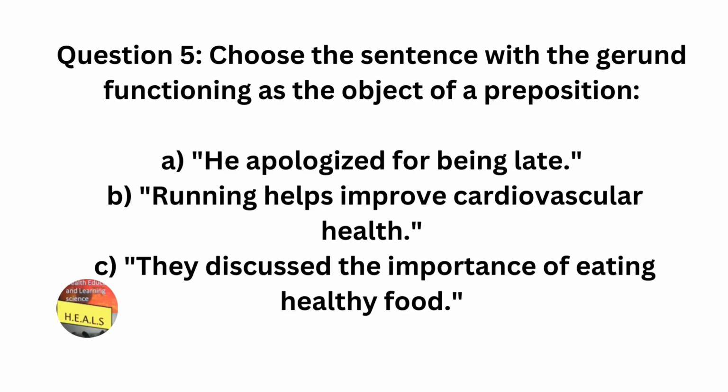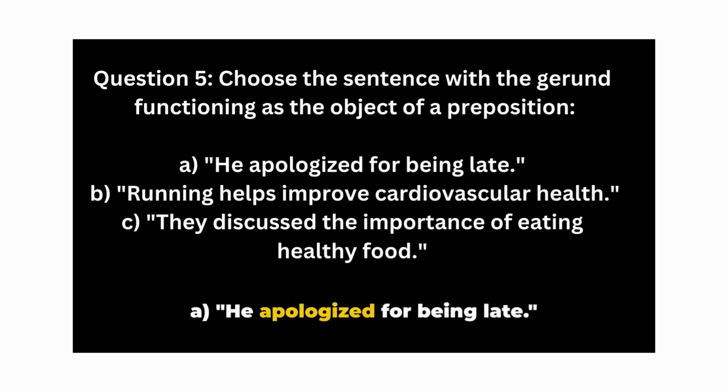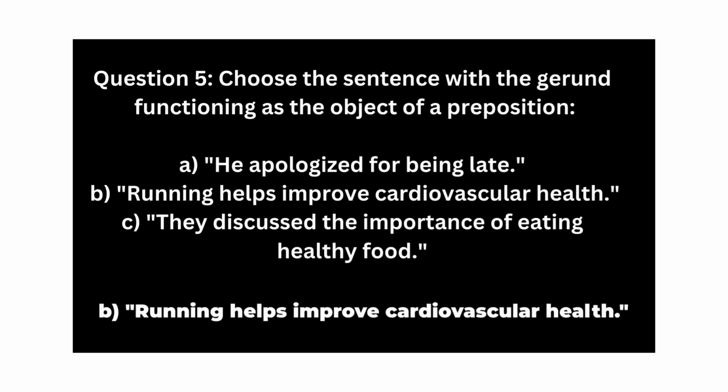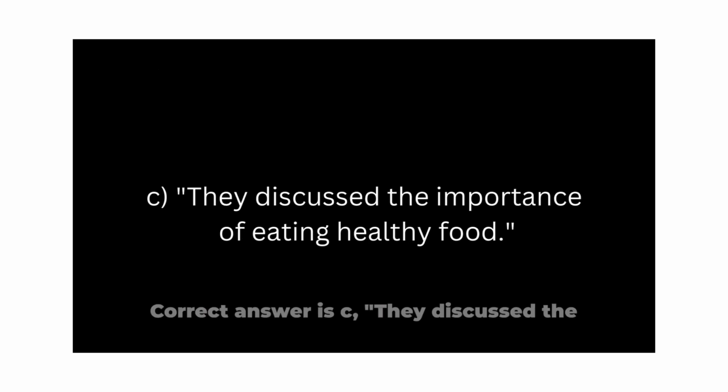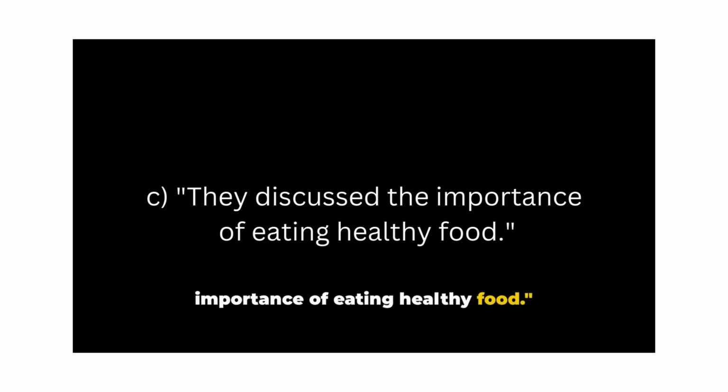Question 5. Choose the sentence with the gerund functioning as the object of a preposition. A. He apologized for being late. B. Running helps improve cardiovascular health. C. They discuss the importance of eating healthy food. Correct answer is C. They discuss the importance of eating healthy food.